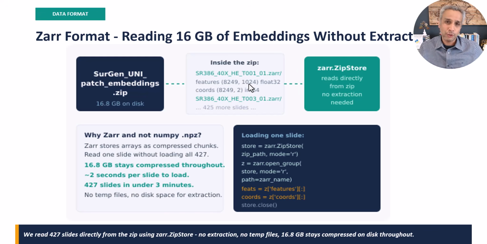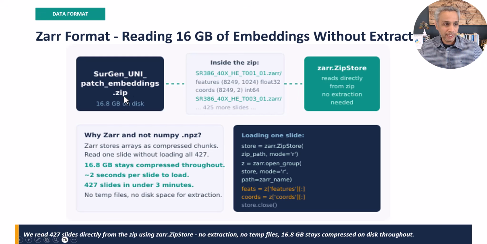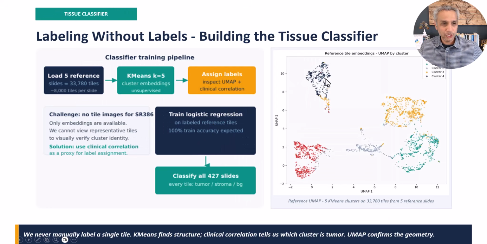We did this in the last tutorial. Now the problem is, in the last tutorial, once we got the clusters, we opened a typical image or a few typical images within each cluster, and then we said, this is the tumor region, this is the stroma region, this is the background region. The problem here is we do not have raw images. We only downloaded the embeddings along with some labels, but we don't have raw images. So we have to find a way to label each cluster.